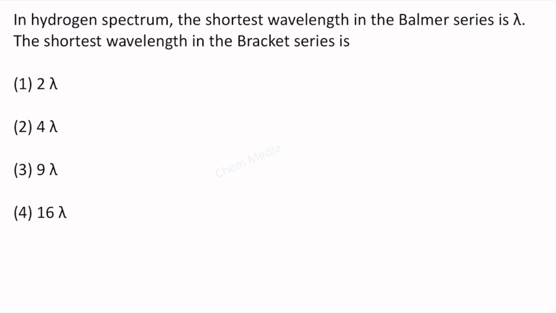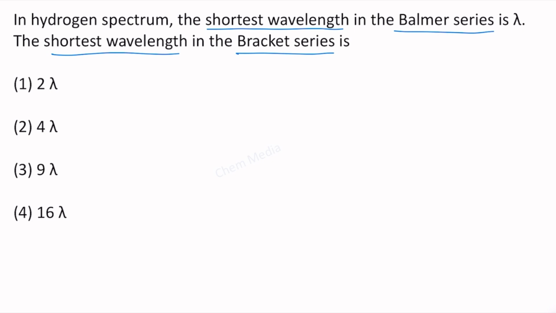Hello everyone, here is a question from atomic structure. In the hydrogen spectrum, the shortest wavelength in the Balmer series is lambda. In that case, what would be the shortest wavelength in the Brackett series? This question already gave us 4 clues: shortest wavelength, Balmer series, shortest wavelength, Brackett series.